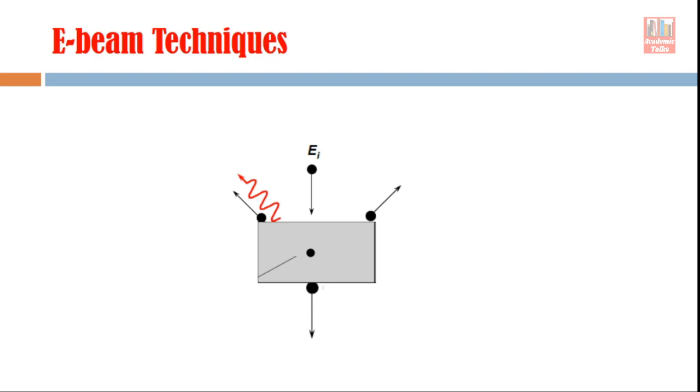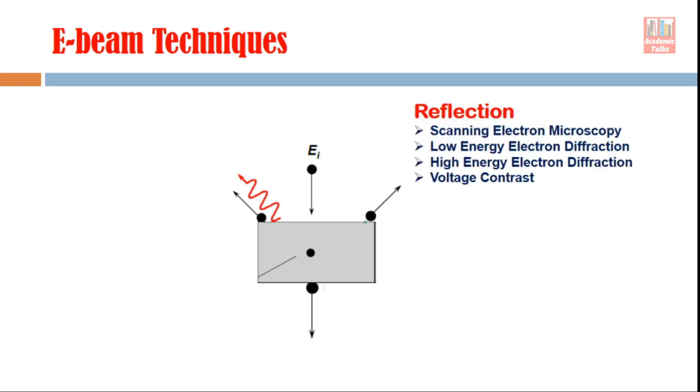spectroscopy. So you know that in case of E-beam techniques, we can characterize the semiconductor material or any solid surface by firing the electron beam on the target sample material. So there are many possibilities and each possibility gives rise to one set of characterization techniques. For example, if we talk about the reflected electrons, then we have scanning electron microscope, low energy electron diffraction, high energy electron diffraction and voltage contrast. All these characterization techniques are very useful for finding out information about the target material.